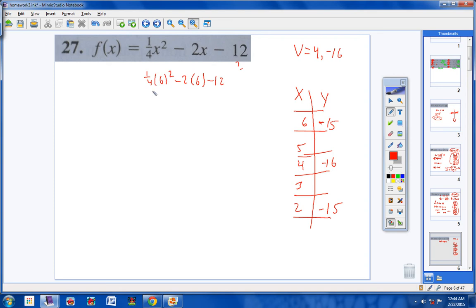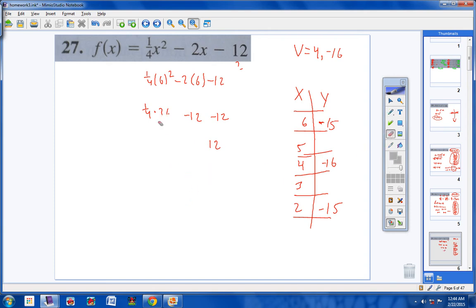Alright, you square the 6 first. Please do not multiply the 1/4 times the 6 first. That is incorrect. You do your powers first. So you really have 1/4 times 36, and then minus 12, minus 12. Now 1/4 times 36 is 9, so 9 minus 12, minus 12 does give you negative 15. Okay, so there we go.